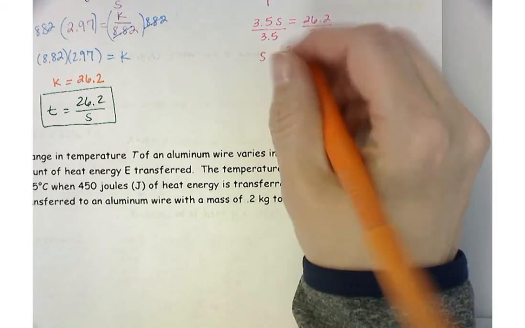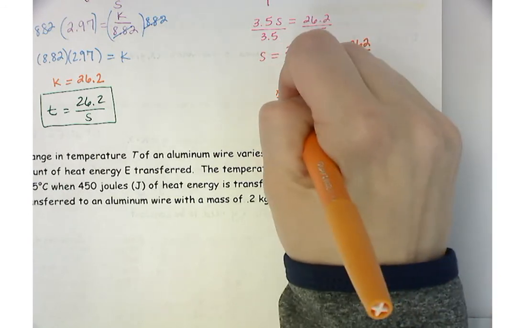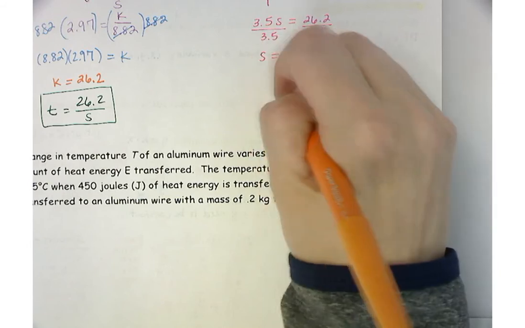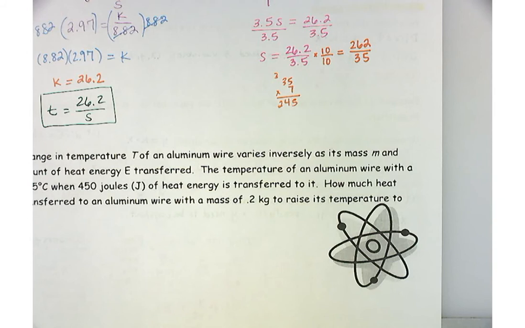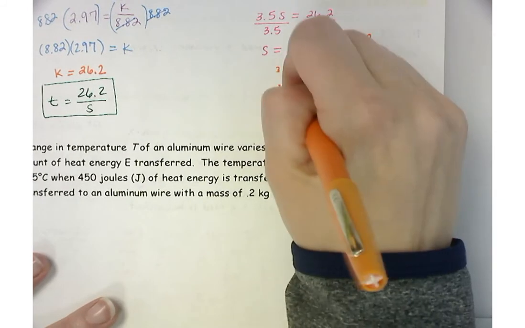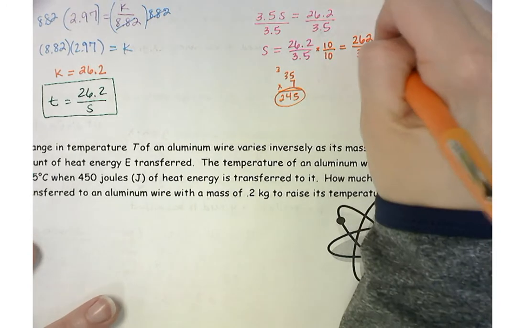17 over 35 is approximately what? It's almost a half, isn't it? Wouldn't 17.5 be exactly half of 35? Okay, so this is going to be approximately 7.5 miles per hour.